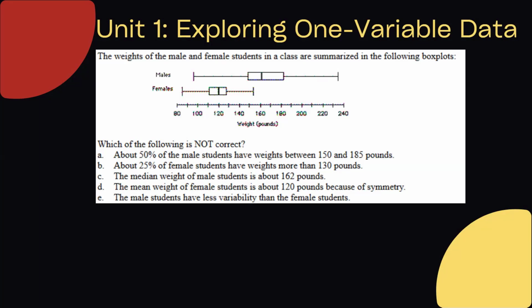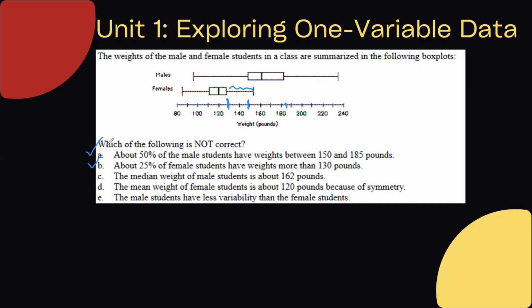Next up, the weights of the male and female students in a class are summarized in the following box plots. Which of the following is not correct? So if we read through each of these, about 50% of the male students have weights between 150 and 185. So 150 is right about here. 185 is right about here. Those are the boxes. That's the 50%. So that's true. So that's not the one we want to pick. About 25% of female students have weights more than 130. So 130 is right about here. This whisker represents 25%, so this is correct.